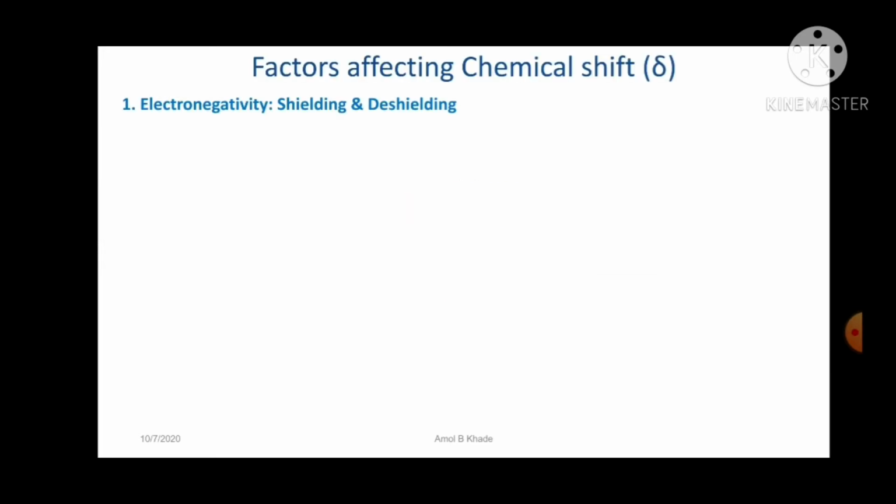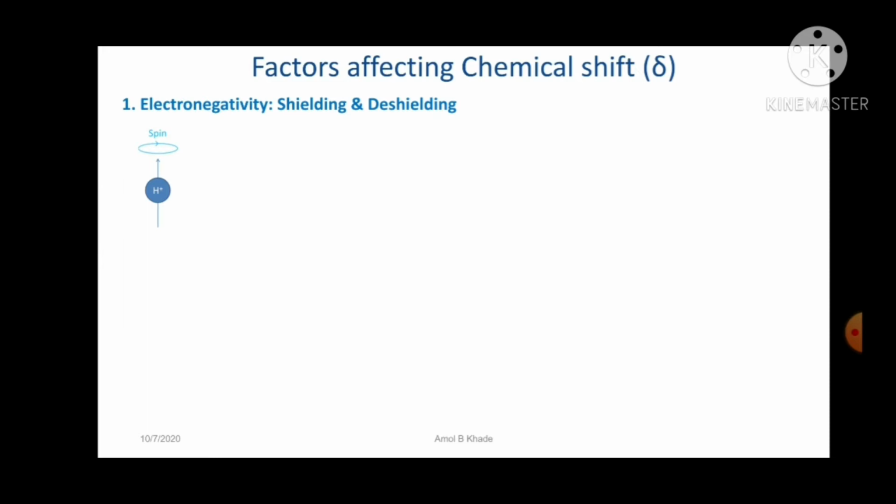So what are the factors affecting chemical shift? The first and very important factor is the electronegativity. This electronegativity factor is also referred to as shielding and deshielding, because the electronegativity causes the protons to shift into a shielded zone or to a deshielded zone.